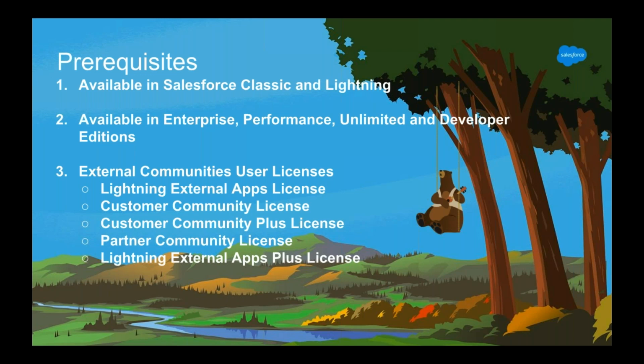The Lightning External Apps license is used for custom digital experiences to engage any stakeholder, including brand engagement and customer loyalty. It's limited to the CRM object. The Customer Community license is geared towards business-to-consumer experiences with large numbers of external users who need to access case objects and/or knowledge. The Customer Community Plus license is geared towards business-to-consumer experiences with external users who need to access reports and dashboards and may need advanced sharing rules.